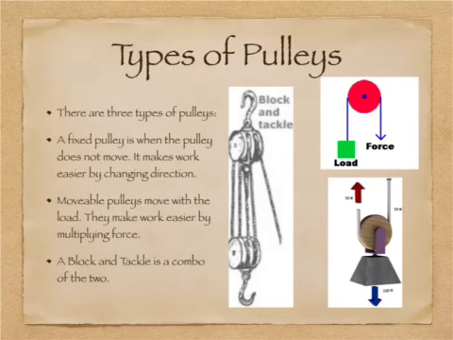There are 3 types of pulleys. A fixed pulley is when a pulley does not move and makes work easier by changing the direction. Movable pulleys move with the load. They make the work easier by multiplying force. And then a block and tackle is a combo of the 2.